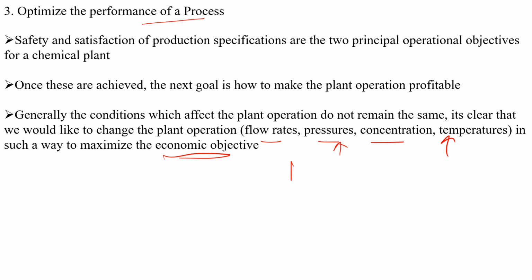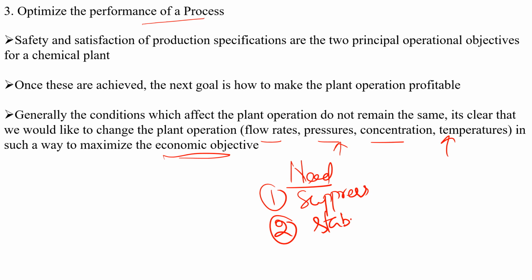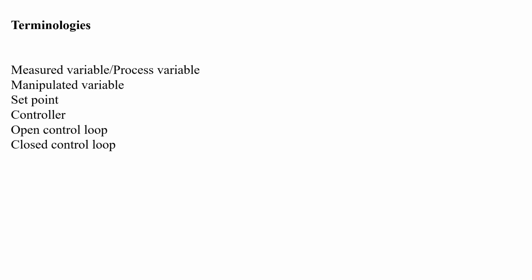So regarding the needs, we have seen three important things. One is to suppress the external disturbances, we need process control. Second one is to ensure stability, we need process control. And then third one is to get the maximum profit, we need process control, which means with the available sources, we have to produce the maximum profit. So these are the three needs of the process control. Then we'll move into the terminologies.